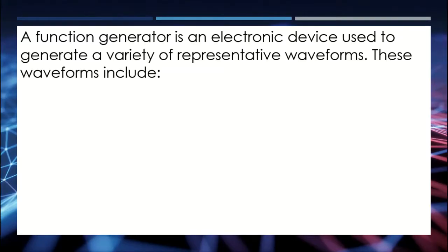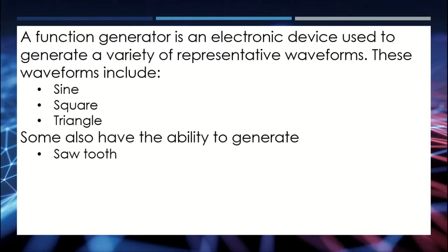A function generator is an electronic device that's used to generate a variety of representative waveforms. These waveforms include sine wave, square wave, and triangle wave. Some function generators can also generate sawtooth and pulses.